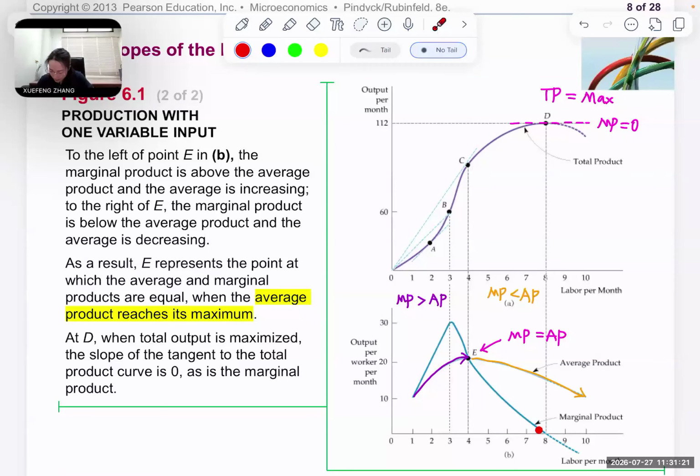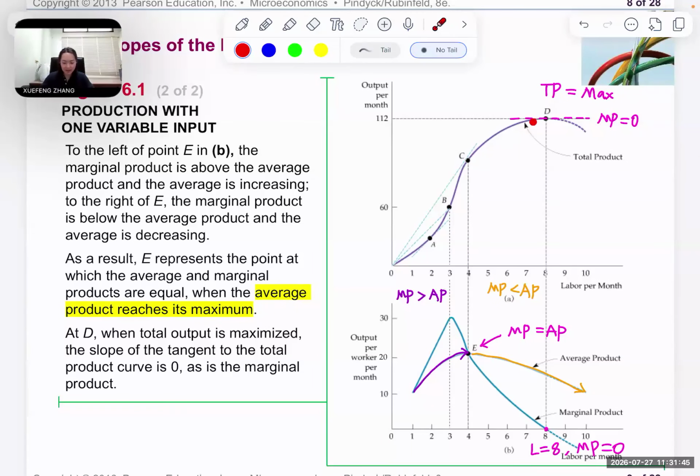Right, this is the marginal product. And here, when L equals 8, MP equals 0. So marginal product equals 0 at point D. Let me summarize. E equals average product peak, where MP crosses AP. D, total product's peak, where MP equals 0. Two different peaks, two different meanings.